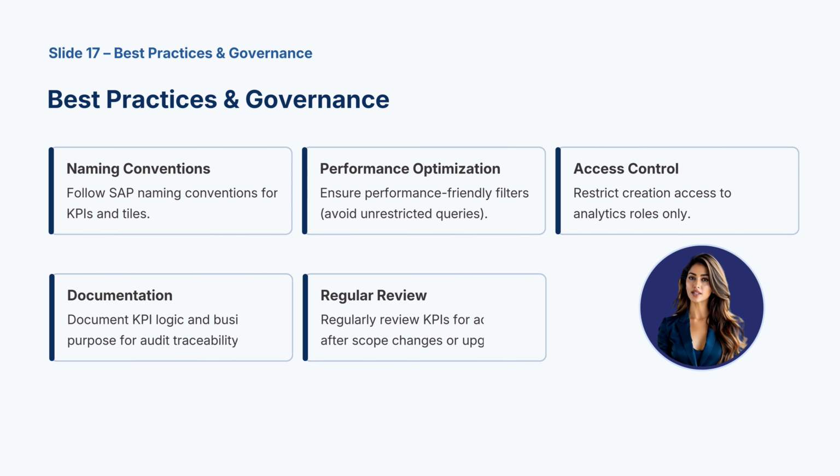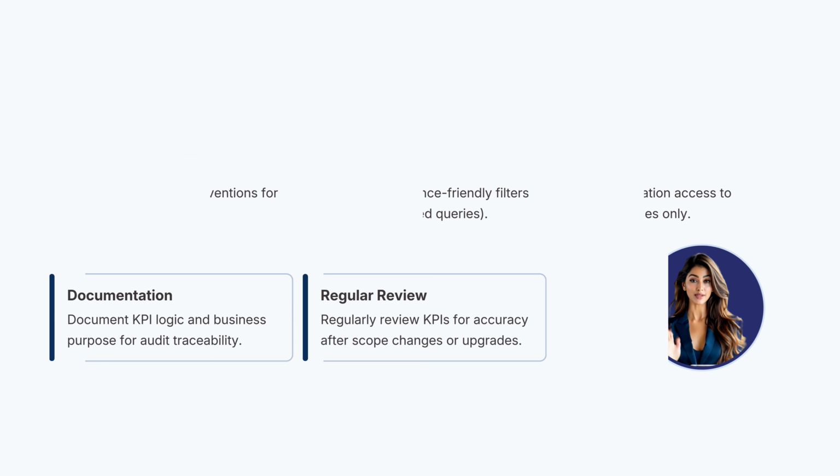Best practices and governance. Adopt consistent naming conventions across KPIs. Limit unrestricted queries to prevent performance lag. Restrict access to analytics specialists to maintain data quality. Document KPI purpose, owner, and logic for governance and audits. Well-maintained KPIs build long-term trust in the analytics layer.